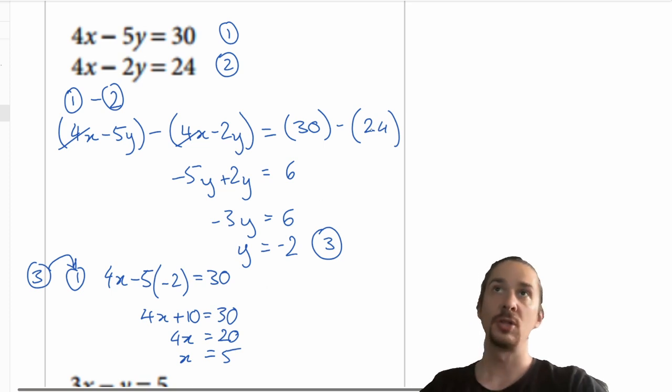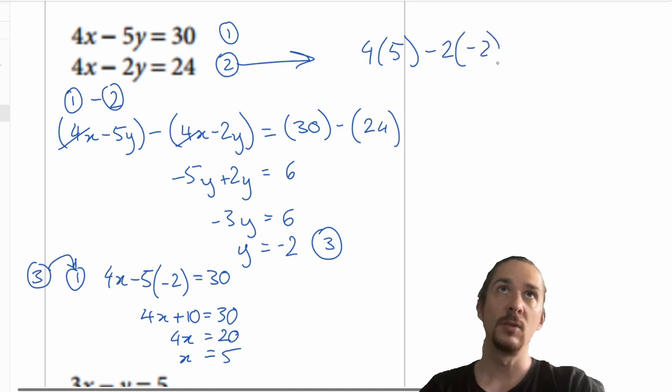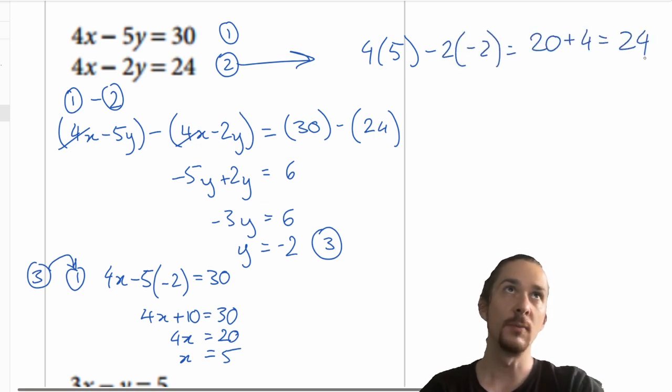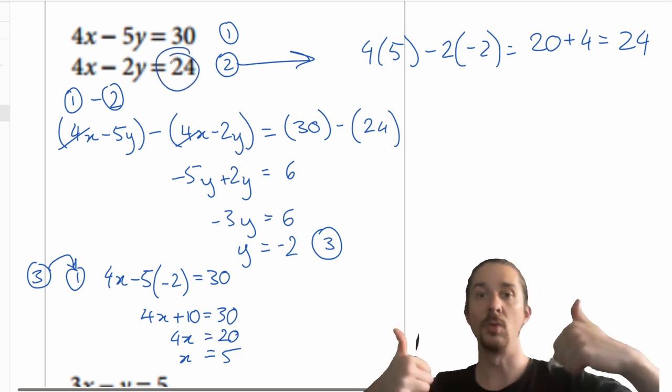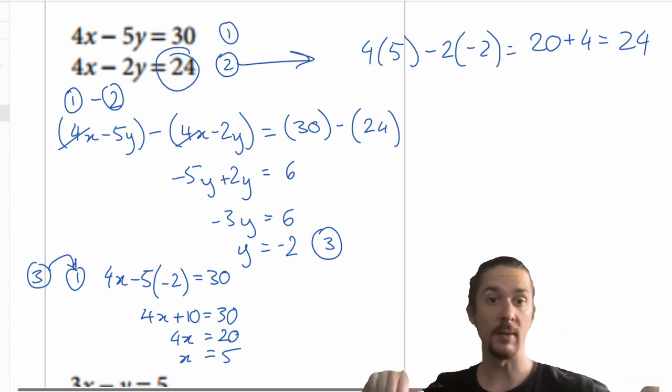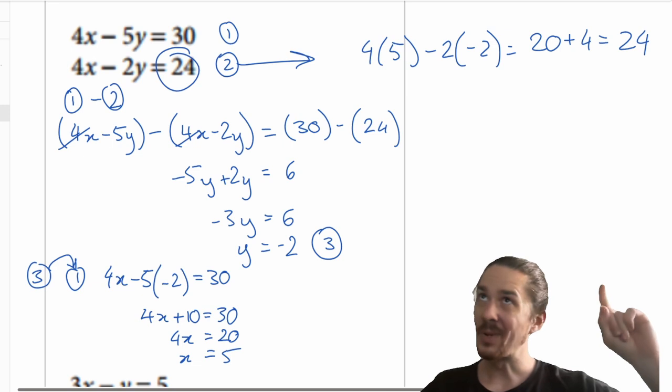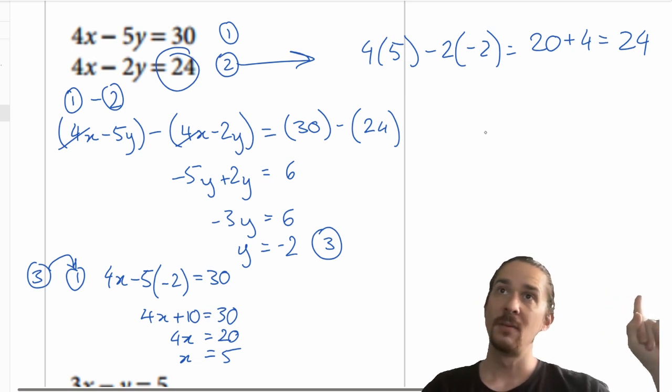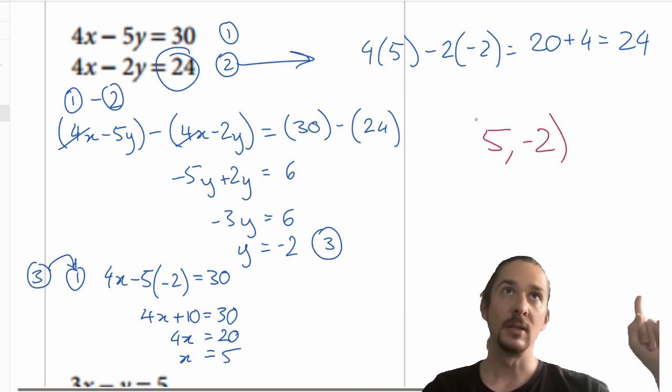Okay, let's just check really quickly. If we take equation 2 and we have 4 times 5 minus 2 times negative 2, that's 20 plus 4, which equals 24, which is exactly what it should equal. So we've confirmed with the second equation that we have the correct answer. So now we have to give our answer. The answer is 5, negative 2 as a coordinate like that.